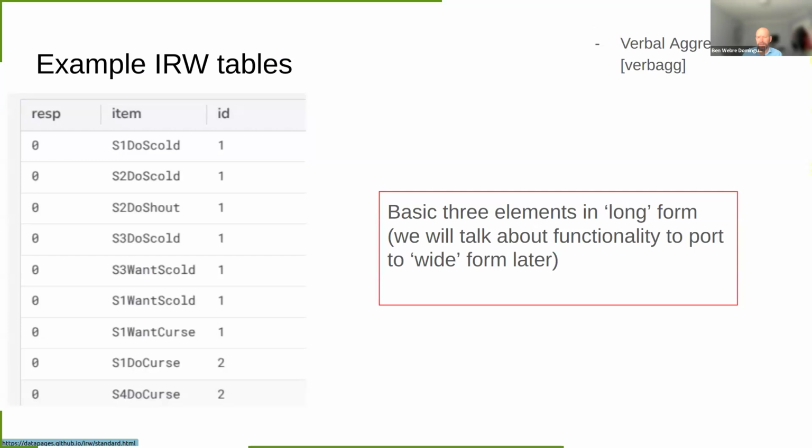Here are a few examples of some IRW tables. This first one is the verbal aggression data that's widely used in psychometrics papers. It just has the three basic elements, right? It just has the item, the ID, and the response. So this is a very simple kind of table.